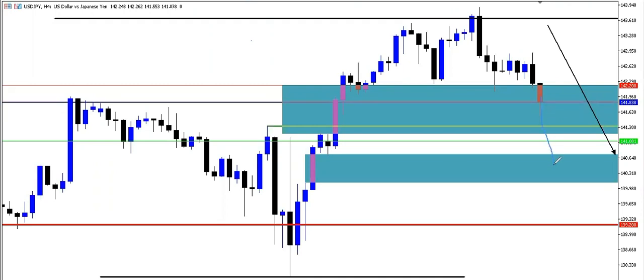Allow price to come down, change trend, and then from here we start looking for long opportunities to target the upside. Allow a higher low to be formed first, then look for whatever you want to do. All right. So let's just keep it simple and short.